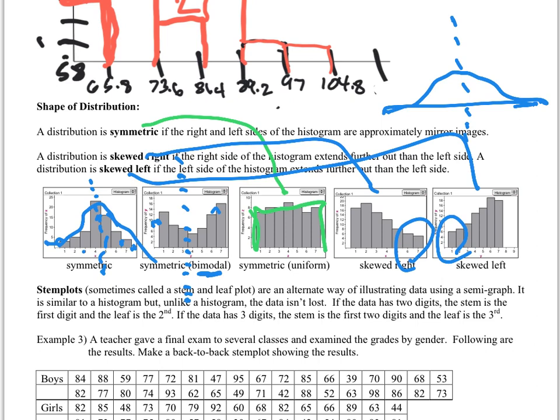This was symmetric, also uniform. I should really correct myself. Symmetric doesn't mean the rectangle. Uniform means rectangle. Symmetric just means it's the same mirror image if you cut it in half, and that's what happens here. And this is skewed to the right, this is skewed to the left. Questions on that?